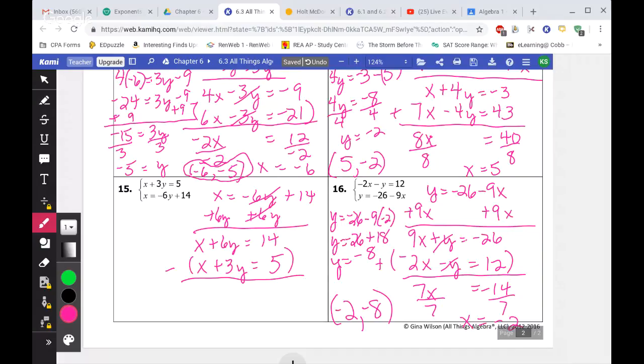X minus x, that eliminates the x's. 6y minus 3y is 3y. And 14 minus 5 is 9. Divide both sides by 3, y equals 3. Now we'll take that value 3, plug it back in to one of our equations. Doesn't matter which one. So if you picked a different one, you should be fine. Negative 18 plus 14 is a negative 4. So the solution to this system of equations is negative 4, 3.